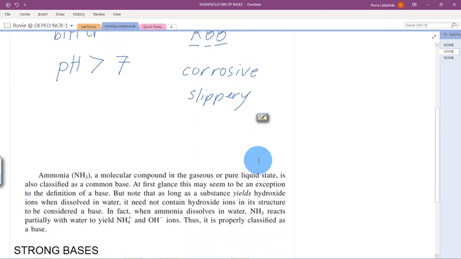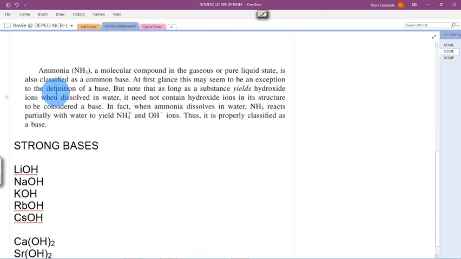Now, let us discuss ammonia. Okay, so the chemical formula for ammonia is NH3. If you notice, it is a bit different compared to the examples that we have for base. It doesn't have O or oxygen in its formula. However, ammonia, when dissolved in water, still yields hydroxide ions. So therefore, it is still considered as a base.